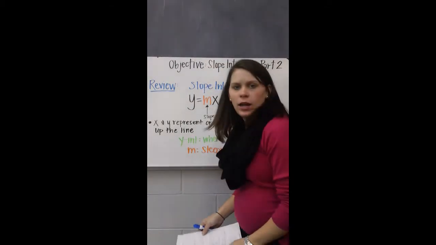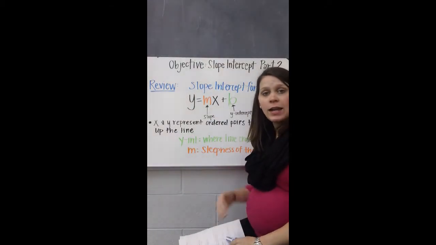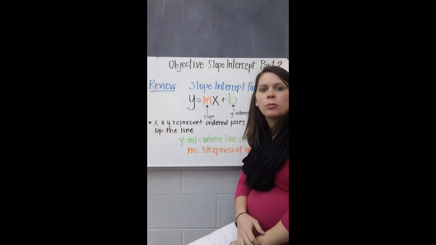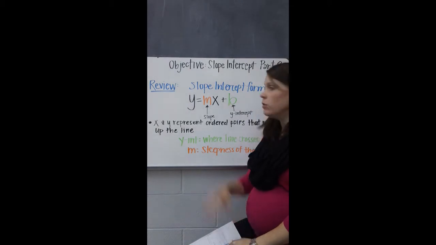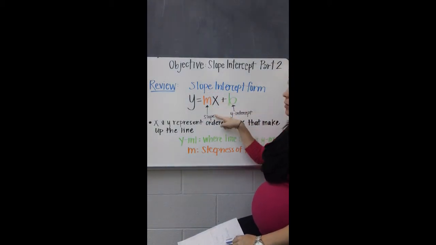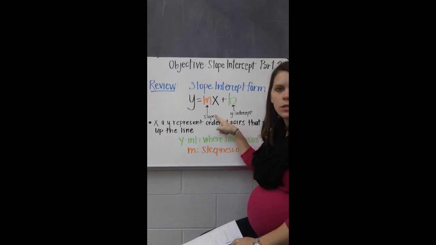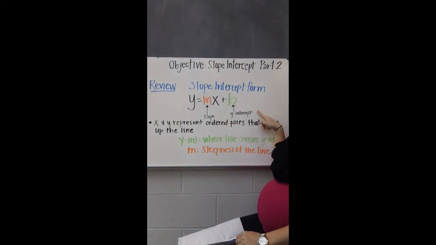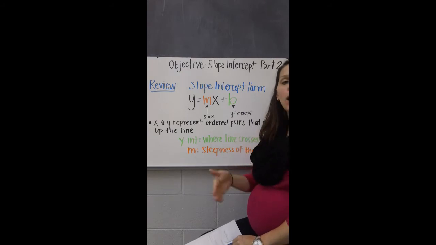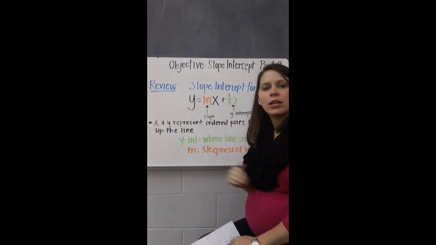Our objective today is slope-intercept form, part 2. So we're dealing with writing equations of lines in slope-intercept form. So let's review. Slope-intercept form is y equals mx plus b. M represents your slope, which is the steepness of your line, and b is your y-intercept, which represents where it crosses on the y-axis. X and y represent all the ordered pairs that make up that linear equation, that line that you're graphing.